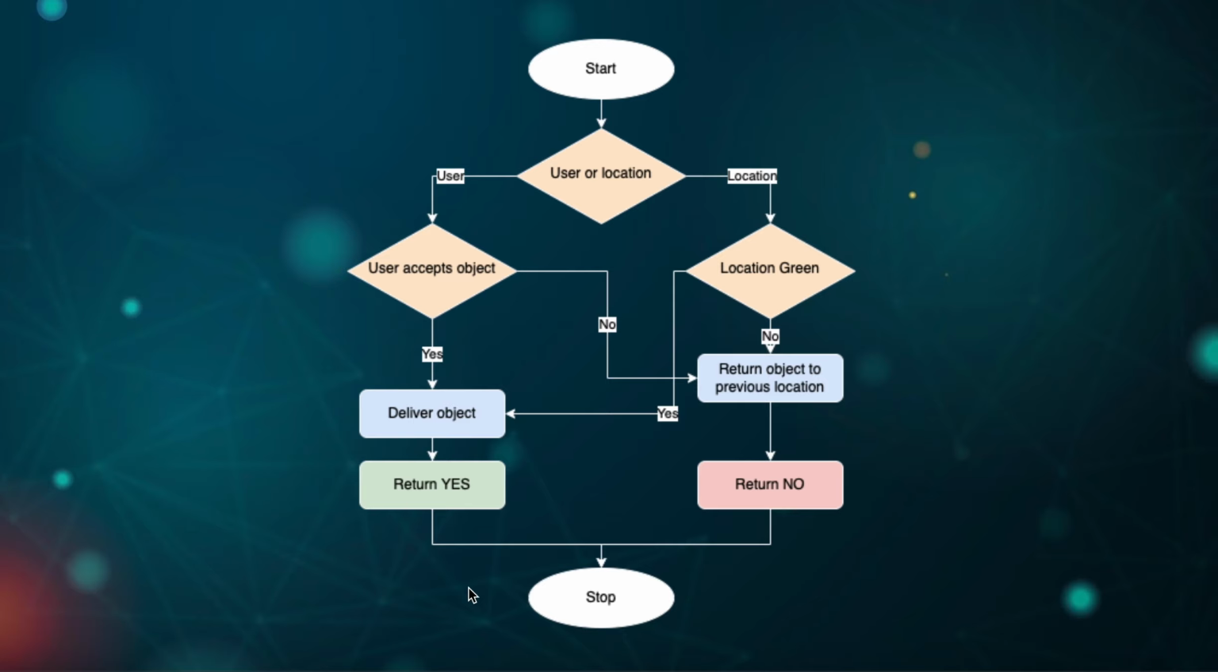In the third module, EthioFetch checks whether the final destination is a user or a location. If the final destination is a location, the location has to be green to deliver the object. If the final destination is a user, the user has to accept the object. If the user does not accept the object or the location is not green, EthioFetch returns the object to its previous location and returns no. Otherwise, it delivers the object and returns yes.